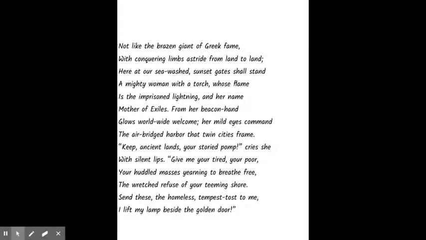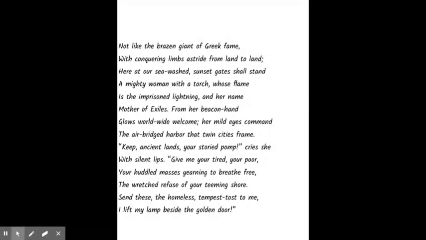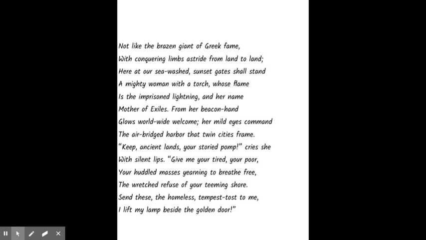Keep ancient lands your storied pomp. I'm sorry, I read that really poorly. Keep ancient lands your storied pomp. So she's talking to the ancient lands. That's basically the old world, Europe. You guys, you keep your storied pomp, your anger and your aggression, and the fact that you think you're too good for everybody, cries she with silent lips. So, of course, the statue doesn't talk.